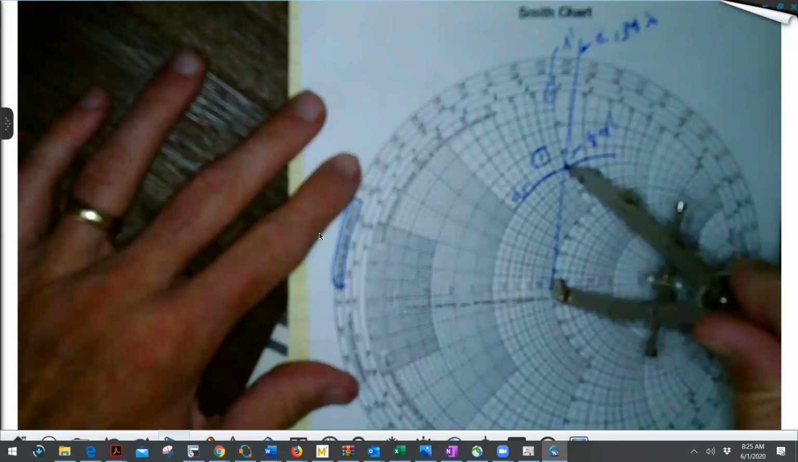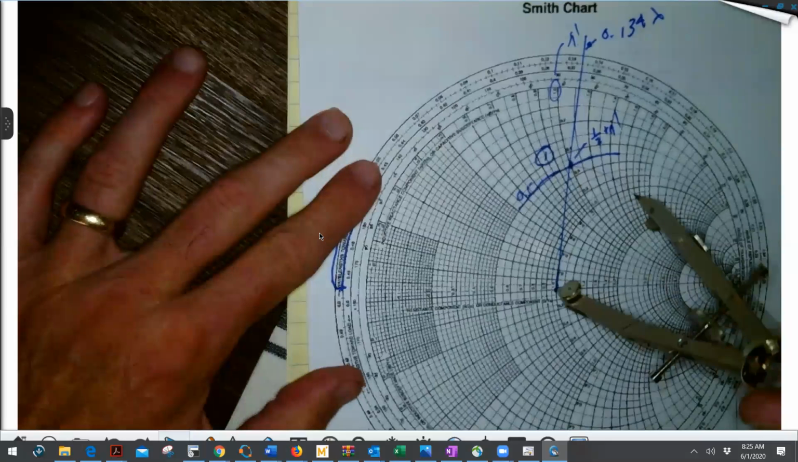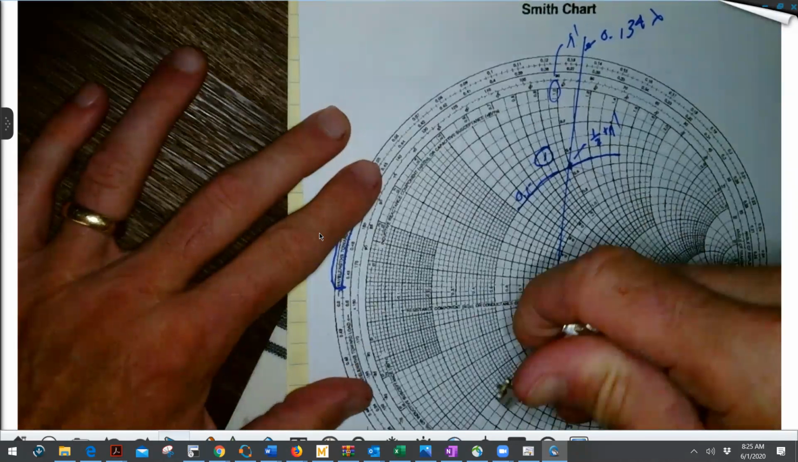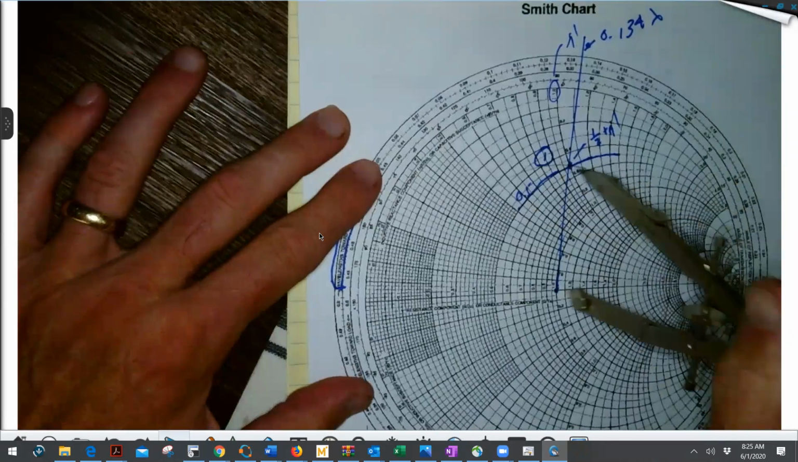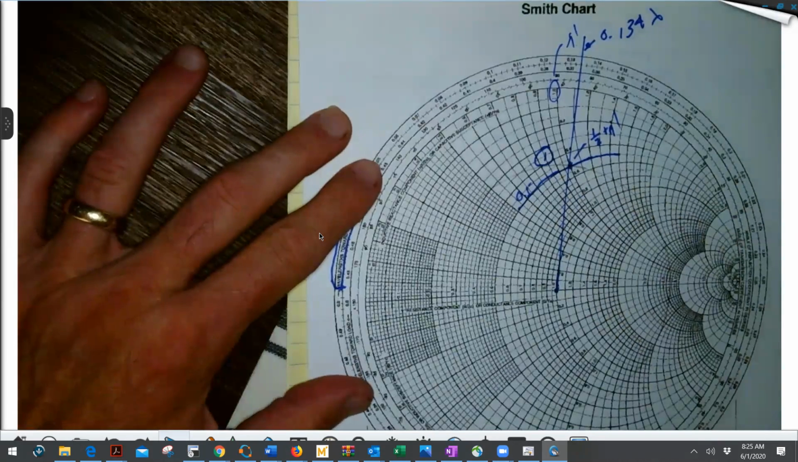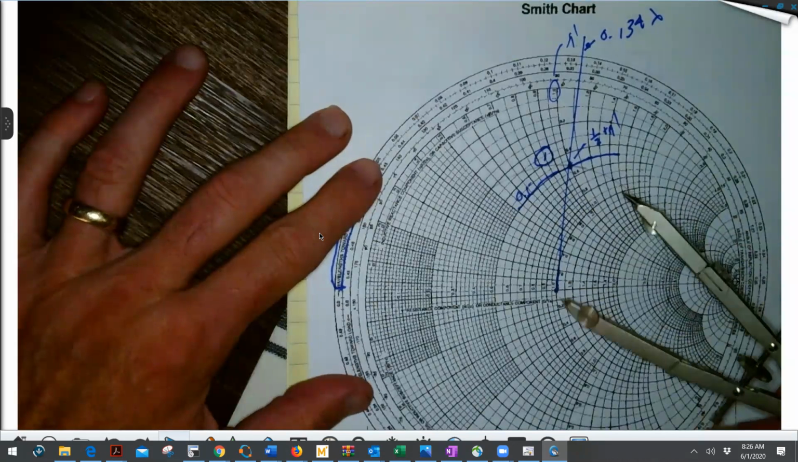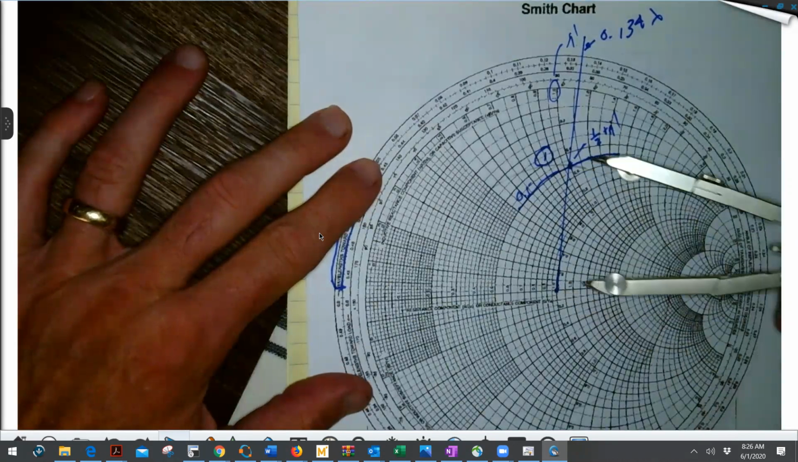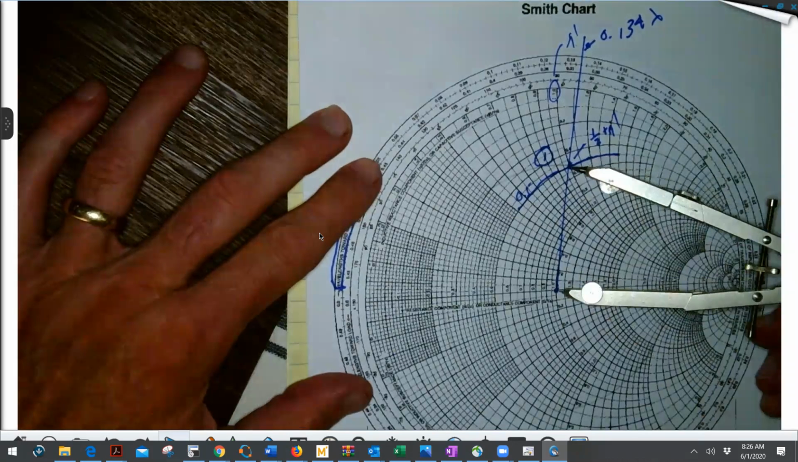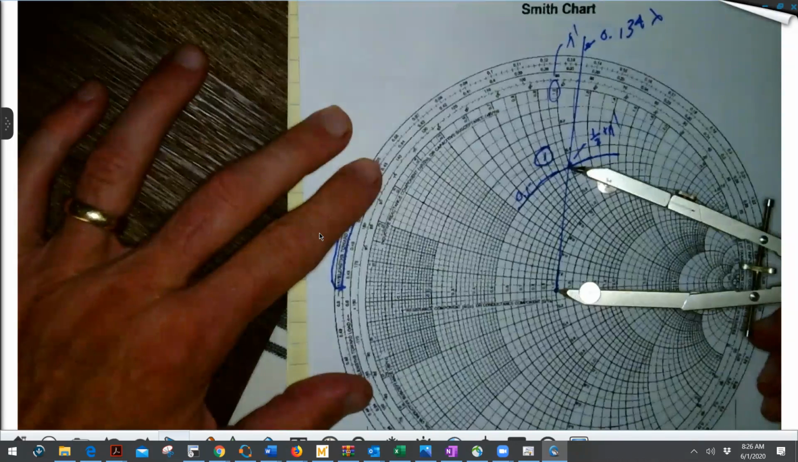Have the compass align with that point and circumscribe a circle there. Now this might be hard to see, but I'm trying to show you that I'm just putting a circle centered at the origin of the Smith chart, right there, of radius equal to this right here. And by the way, this is the magnitude of the reflection coefficient. Can you all see that?